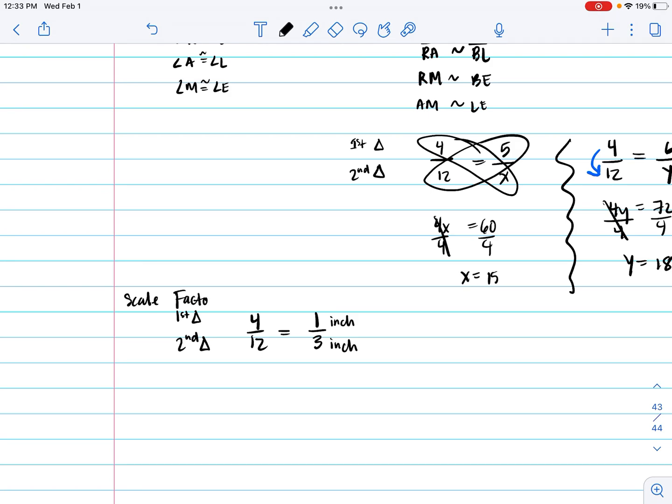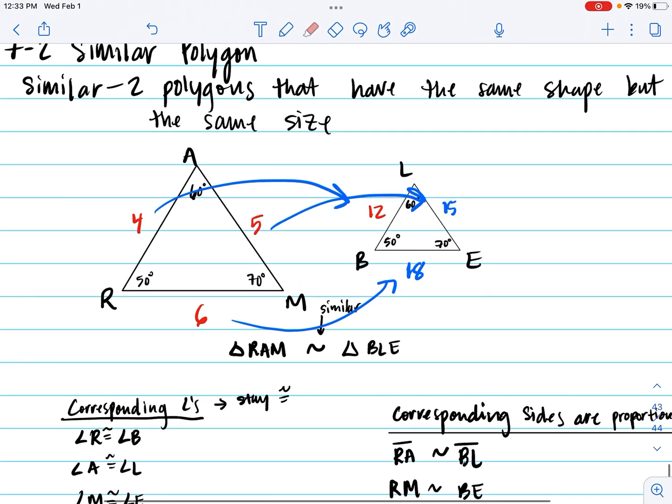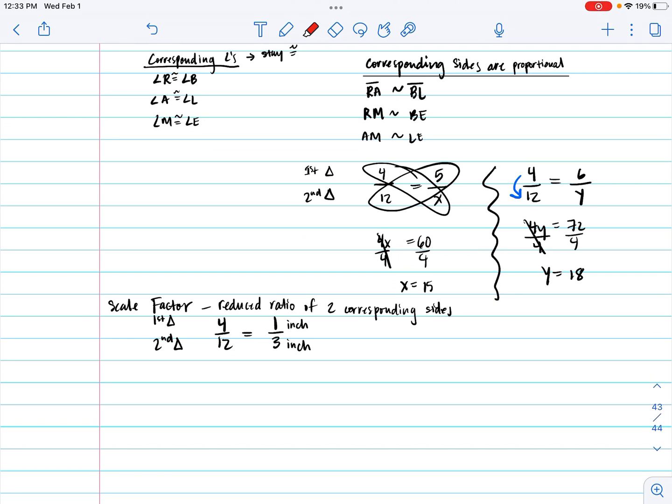Scale factor, where it is a reduced ratio of 2 corresponding sides. Now you could also view it as 1/3, taking a look at this. If you look from left to right, to go from 12 to 4, you divide by 3, and that's pretty much what 1/3 is anyway. You take 1/3 of something, you're pretty much dividing by 3, okay?